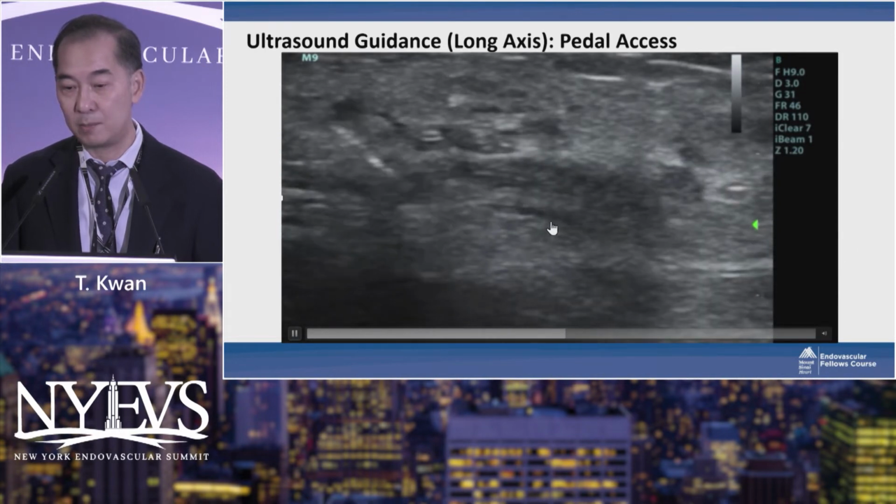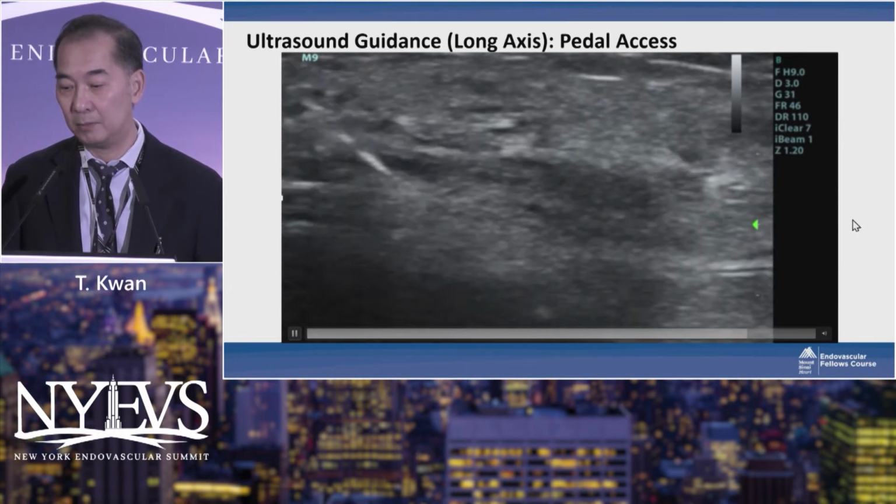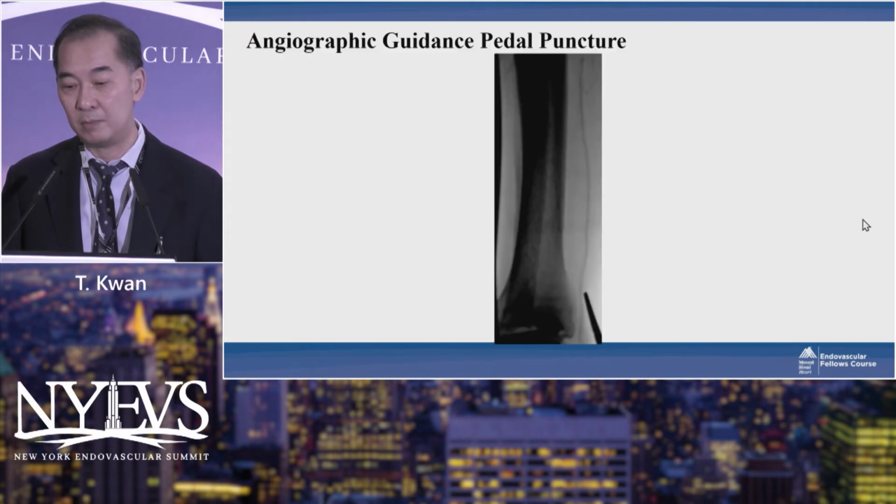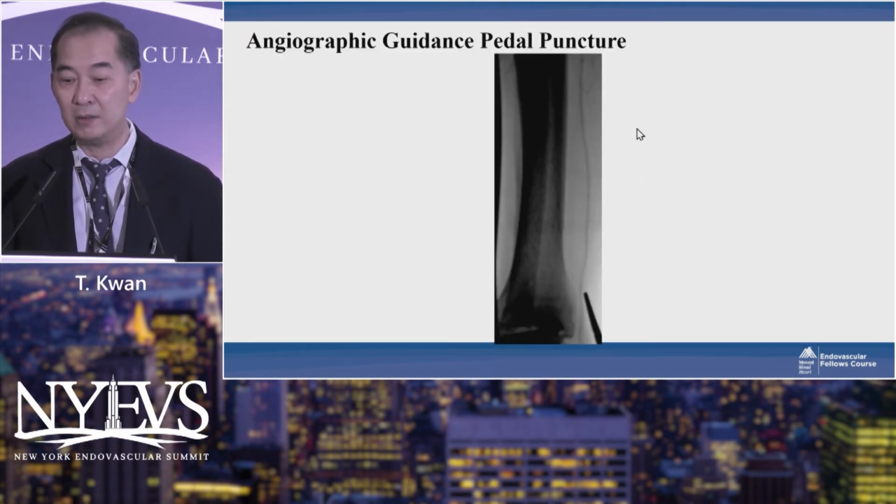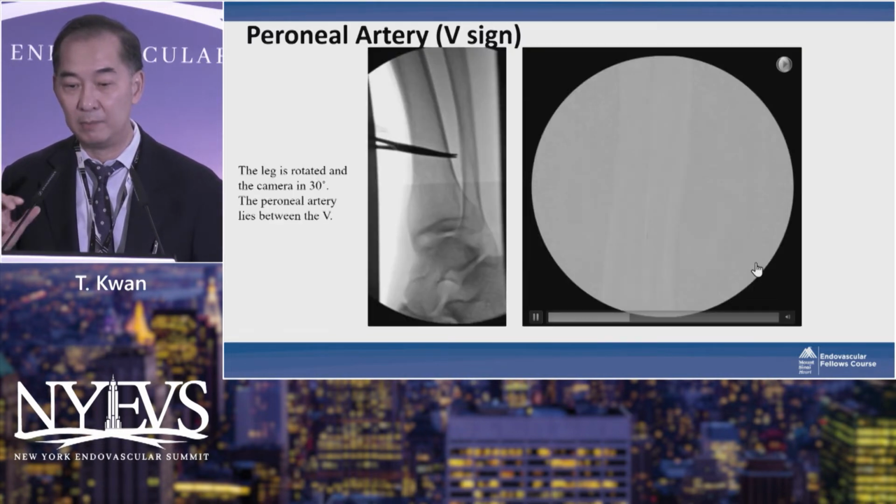This is a long axis puncture. So either way is preferred, not a problem. For angiographic guidance, you can inject from the radial artery going down, or from the femoral artery going down, and you can see it and puncture under angiographic guidance.